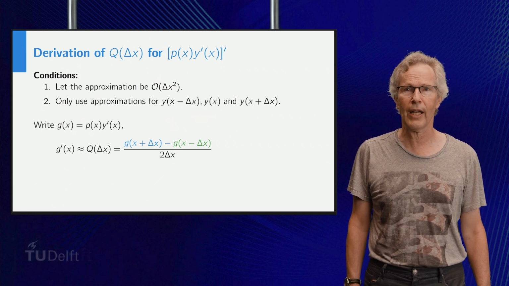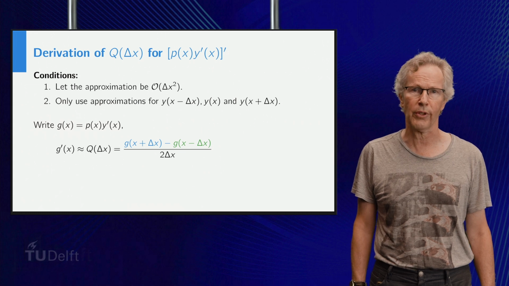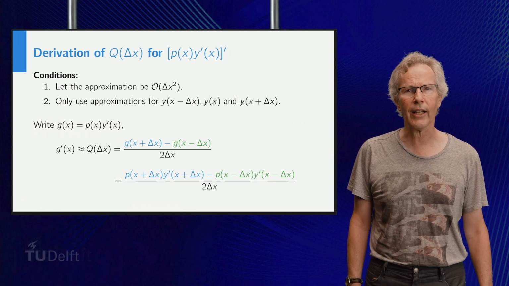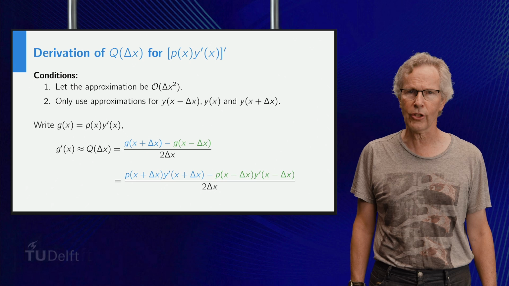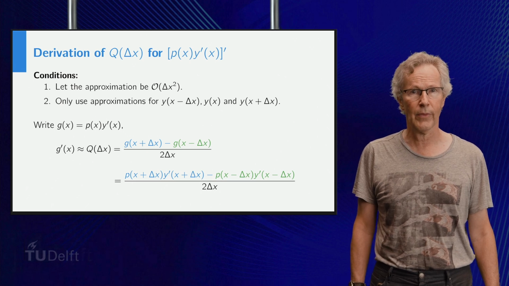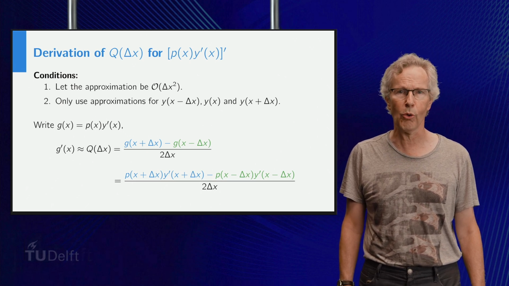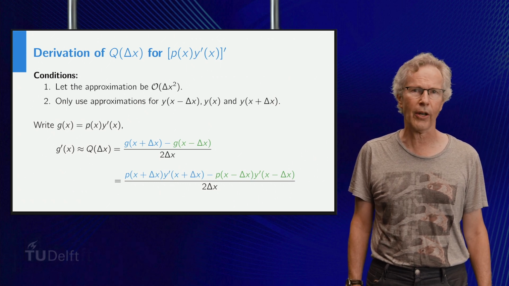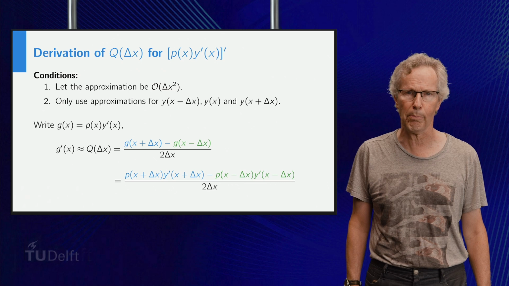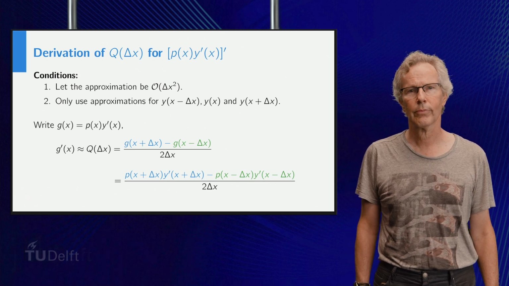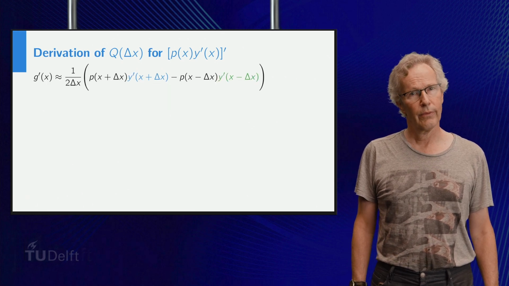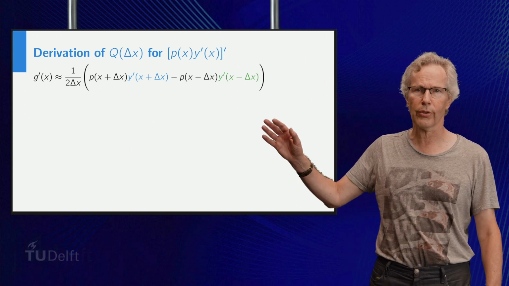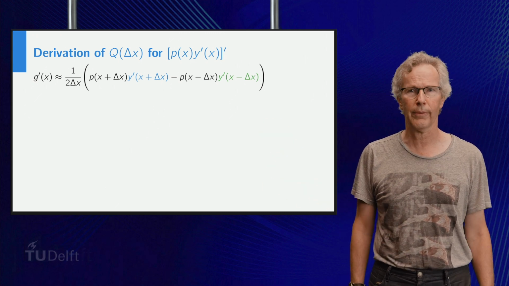Then we can approximate g' with a central difference. Because g(x) is p(x) times y'(x), the blue part in the formula can now be substituted with the blue part in the formula at the bottom. And in the same way the green part can be substituted with the green part. This slide again shows the formula we have found so far.